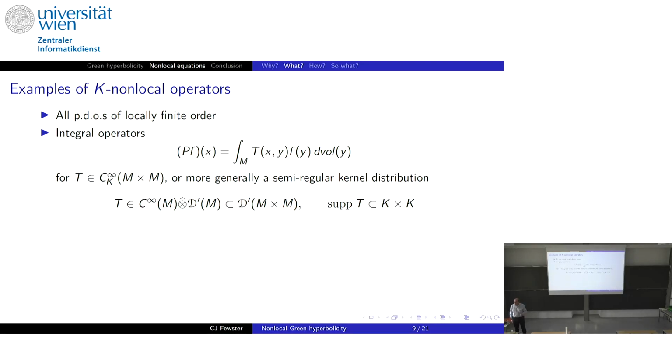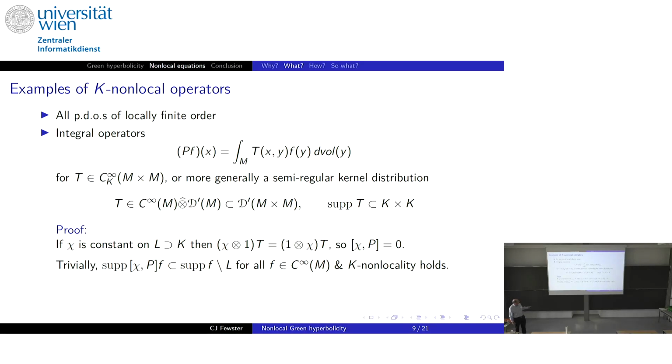The class that we would need is a smooth function nuclear tensor product with distributions, provided its support was in K cross K. And the reason is that if we now take some chi that's constant on a region that contains K, then multiplication by chi essentially commutes with the integral kernel, and therefore it commutes with this operator P. So we rather trivially satisfy the condition because the commutator of chi with P vanishes. Okay, so this certainly satisfies the condition, and this is K non-local.